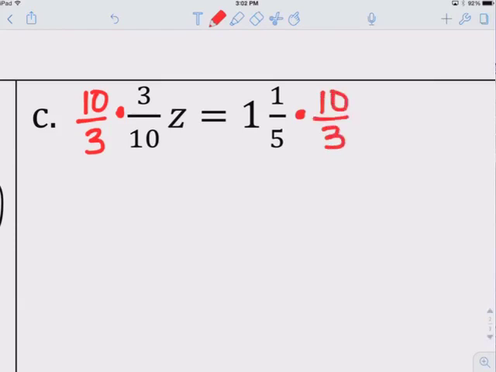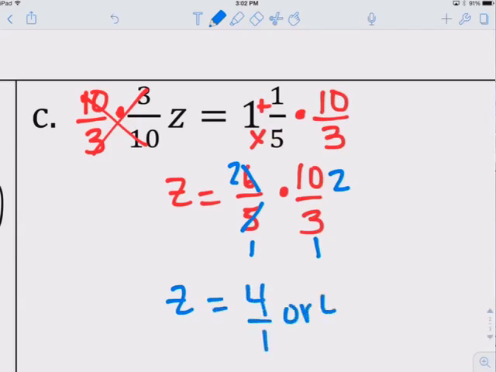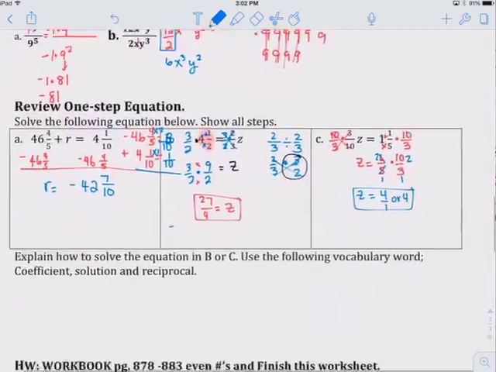And then you have to make it improper. How do you do that, Victoria? 5 times 1 and then add 1. That's 6 over 5, times 10 over 3, cross cancel, both of them, yep. 2, 1, and then 1, 2, right? So 4 over 1, so it's 4. Okay, any questions? Got it so far?